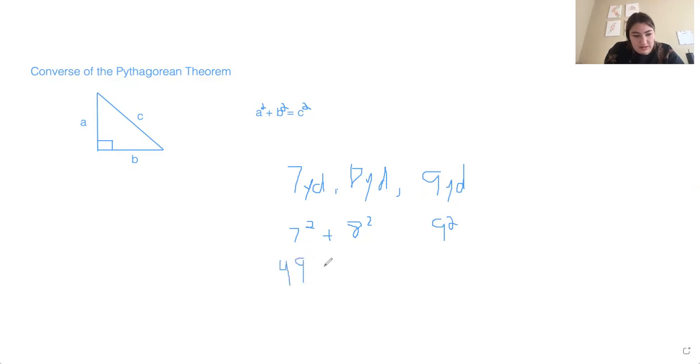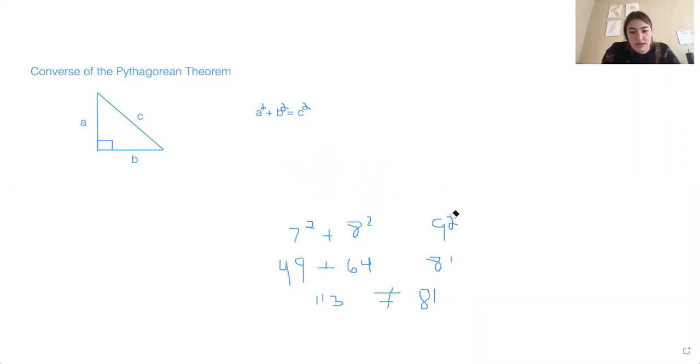So we get 49 plus 64 and 81. So 49 plus 64 actually equals 113, which means it does not equal 81. So this is not a right triangle. A triangle with these side lengths is not a right triangle. Let's keep going and try 2 more examples.